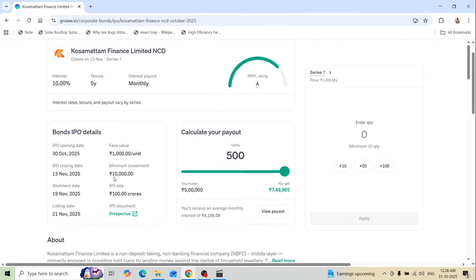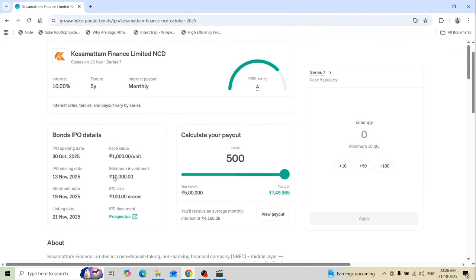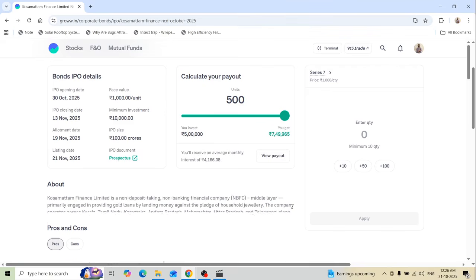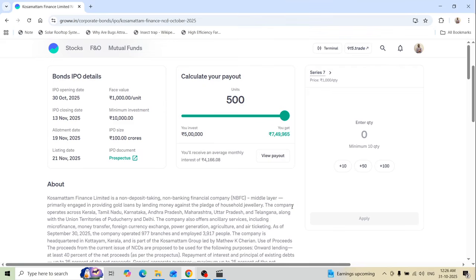Now let's go into some more details about what Kosamattam Finance Limited does. Similar to the bond which I discussed 2 days back, this company is also an NBFC which lends money to people by pledging household jewelry. This company operates mostly in South Indian states, that are Kerala, Tamil Nadu, Karnataka, Andhra Pradesh. In northern states, it operates in Maharashtra and UP.